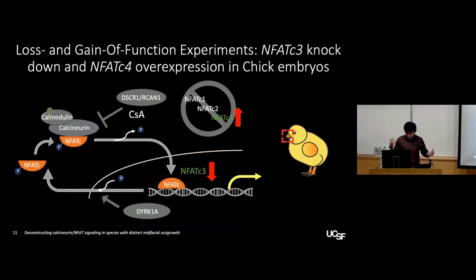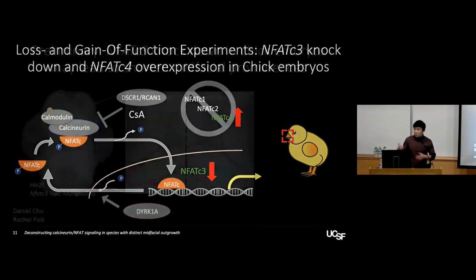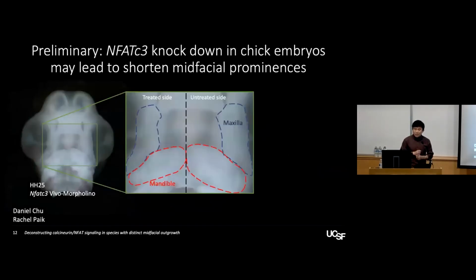And I couldn't help myself but to show you some very hot off the press preliminary data where I knocked down C3 expression in the chicken face. And it really appears that I'm getting a reduction in the facial length. Here I've highlighted the structures where I eliminated C3, which is the maxilla and the mandible.